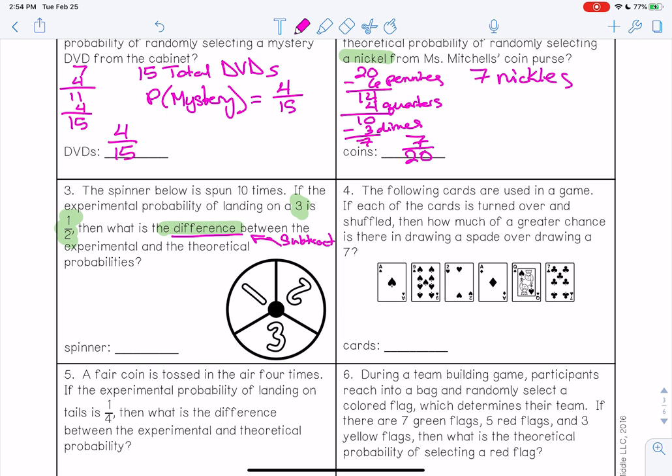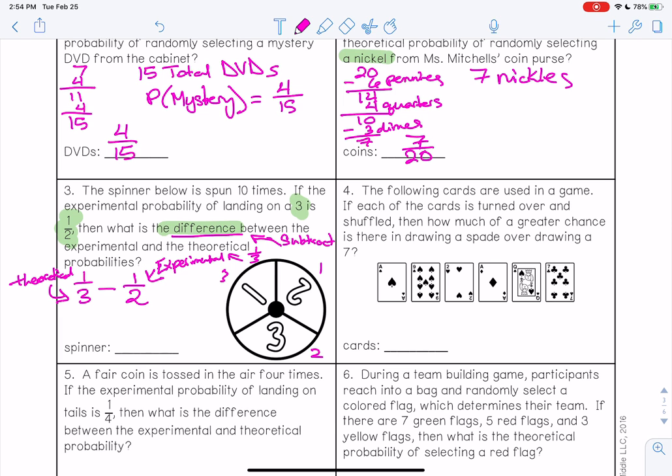So they got 1/2. So 1/2 is what they got for the experimental. So we're going to have 1/2. But we look and it's 1, 2, 3 possible outcomes. So the theoretical probability is actually 1/3 of getting C. So it's going to be the theoretical minus the experimental. So here's the theoretical here, and this is the experimental here. And we're supposed to subtract.